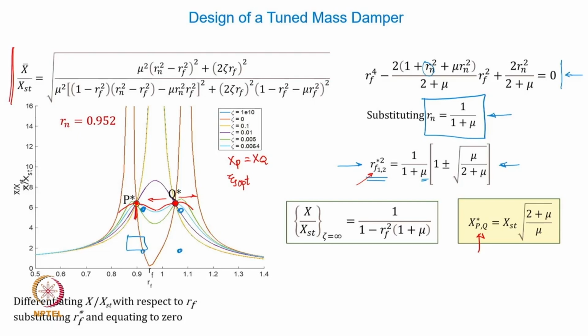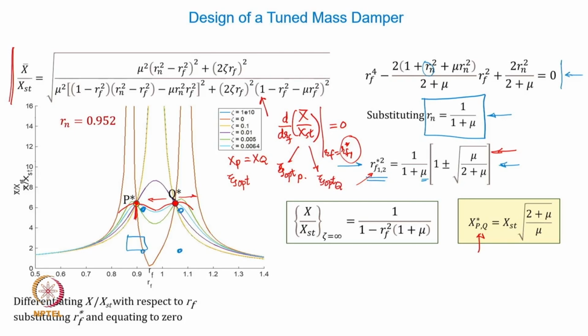On similar lines, if you use this drf of x bar over xst expression, and in this expression substitute for rf equal to rf1 star and then equate it to 0, this solution will give you zeta optimized at point P. Okay, and instead of rf1 star, if you use rf2 star, which you will get from this expression, then the solution will lead you to zeta optimized but at point Q.